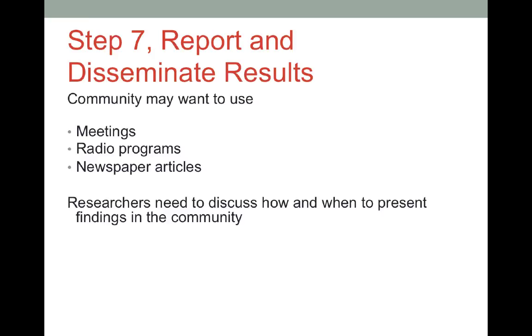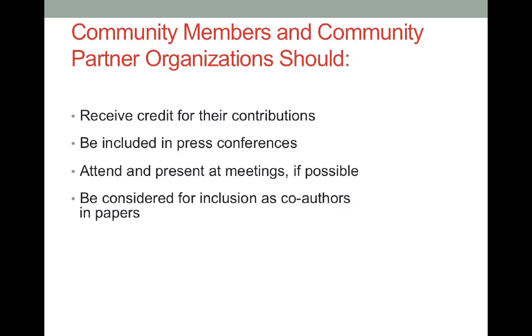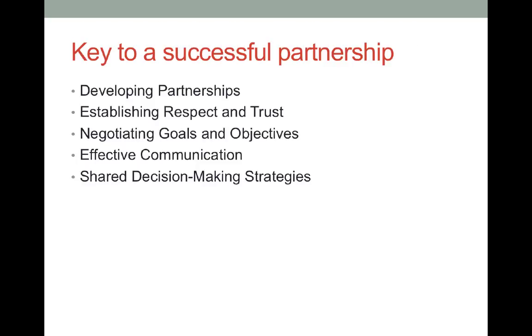When you're doing CBPR, community members and community partners should always be given credit for their contributions and attend and present at conferences when appropriate. Any press or local meetings about the research should include the community partner organizations. And if possible, you should include the key community members who are active in the research process as co-authors on academic papers. This is really important and legitimizes the value of their contributions. And receiving credit for contributions is just one way to develop a successful partnership.